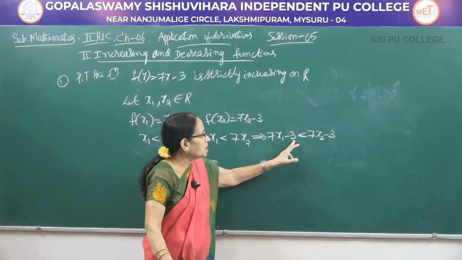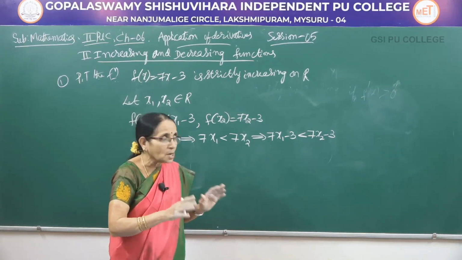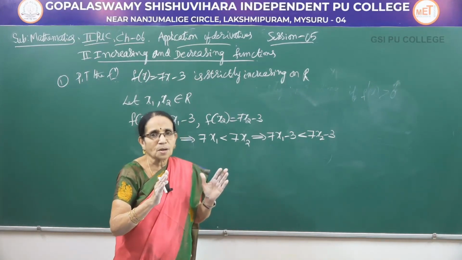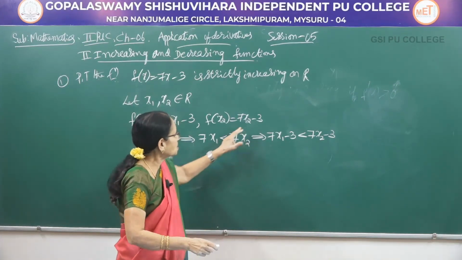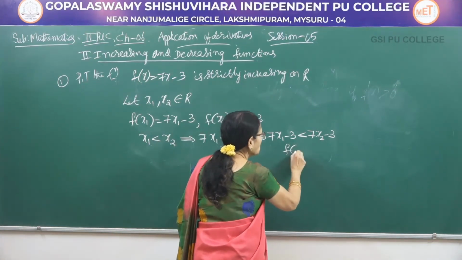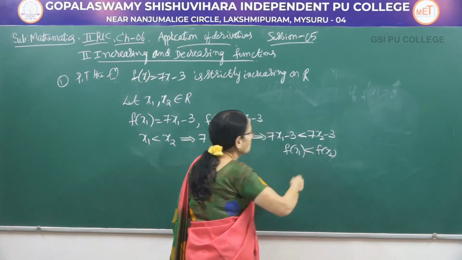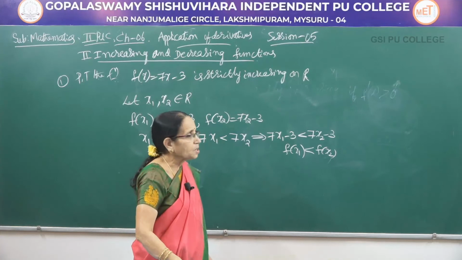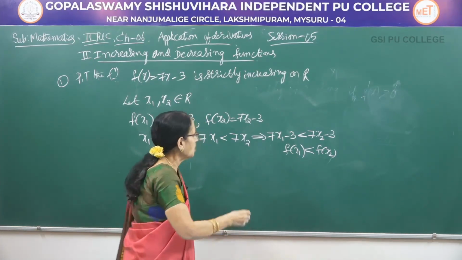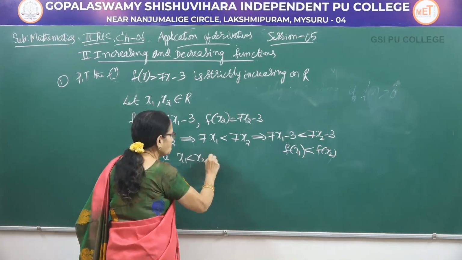Now, what I have done here, I have taken out 3 from both sides of the inequality. So the inequality remains the same because I am doing the same operation on both sides. But what are these quantities? This is nothing but f of x1 and this is f of x2, isn't it? So 7x1 minus 3 less than 7x2 minus 3 is nothing but f of x1 less than f of x2. Now let me combine this one, that is x1 less than x2.